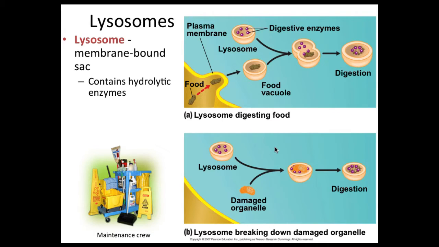Lysosomes are another component of the endomembrane system because they form as little sacs that pinch off of the larger membranes. However, these sacs are important because they contain special enzymes called hydrolytic enzymes. We can think of lysosomes as being the maintenance crew or the janitorial staff. They're going to clean up the old, dead, damaged parts, but they're also going to help digest food and other types of molecules that are beneficial for our cell.